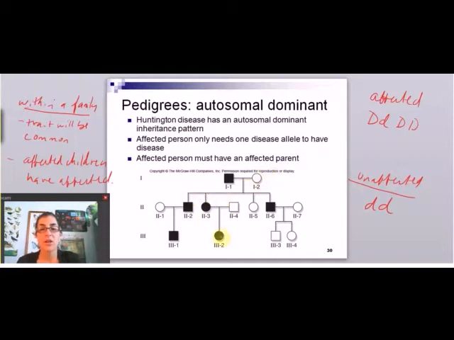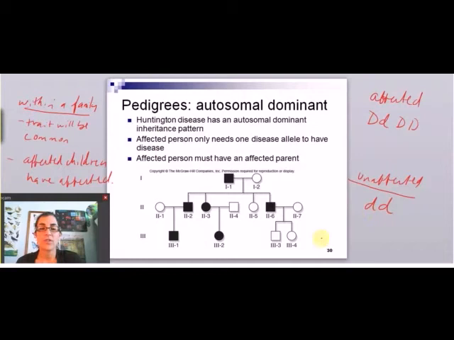Now notice that that's true when you work backwards, but just because a parent has the disease doesn't mean the kids do. So notice that neither of these kids have the disease, even though their parent does. So you can have children that don't get the disease, but if you have an affected child, there should be an affected parent. So that's kind of the key way to tell that something is autosomal dominant.